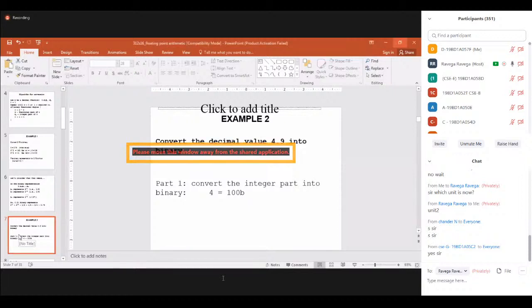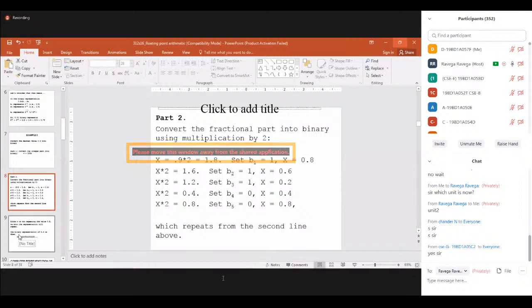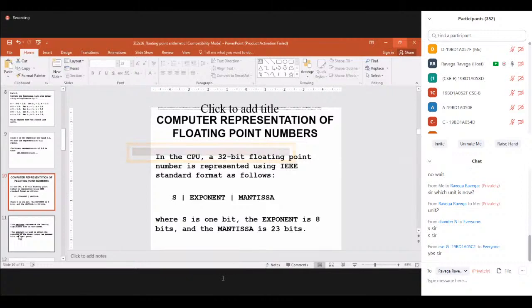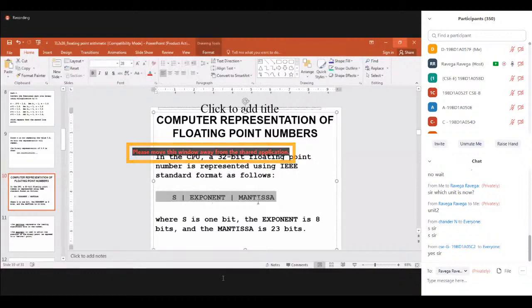In the same way, example 2, you can work out by yourself. Next topic, we are going for computer representation of floating point numbers. See carefully. In the CPU, a 32-bit floating point number is represented using IEEE standard format as follows. That means a floating point number is represented in this particular format, which is called the IEEE format.